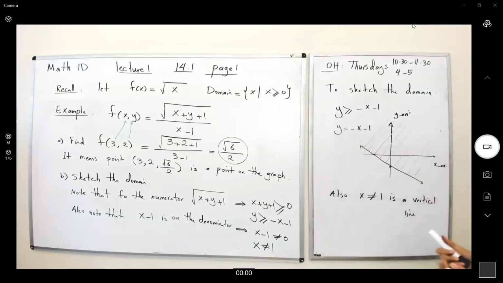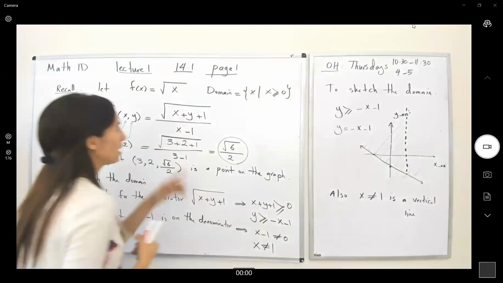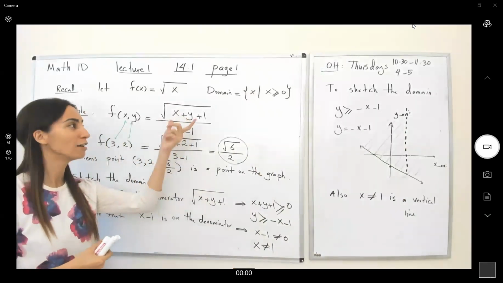So let us find x equals 1 and just eliminate that from the domain. So this is the domain of your function. As you can see, the domain is a subset of the xy plane. We expected that because we're plugging x and y into the function.